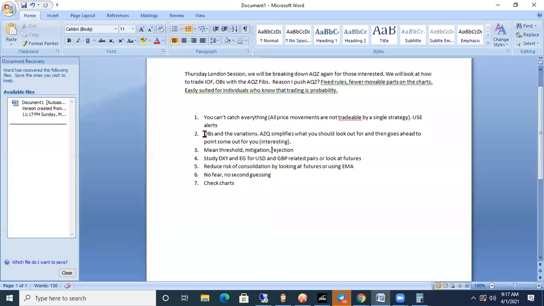So basically, I've just explained OBs and the variations. We have variations in terms of an engulfing, an inside bar, a doji or a tweezer. They're all the same thing. Even a pin bar is a variation of a doji. So AQZ simplifies what you look out for and then goes ahead to point out some of those things for you.